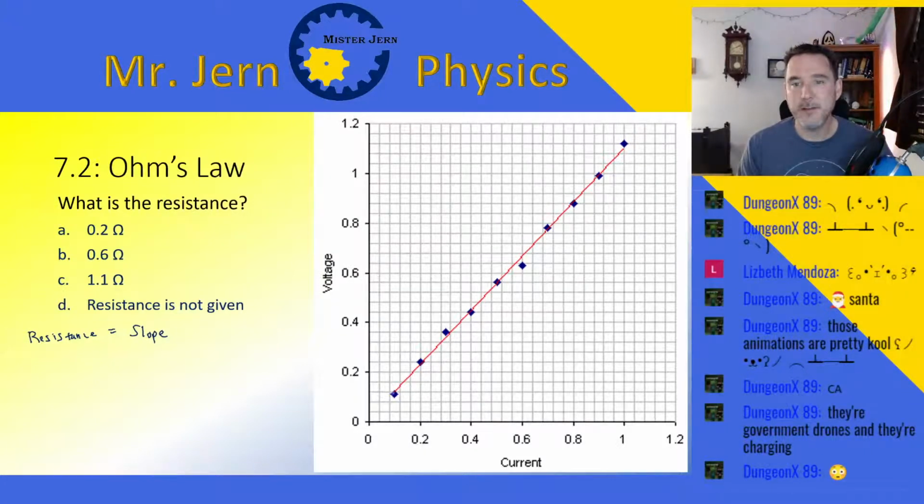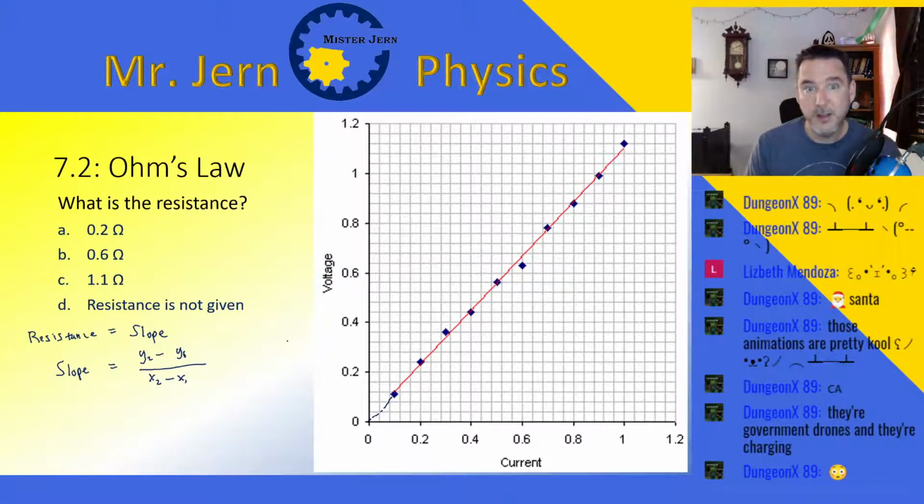And this line looks like it's going to go through 0, 0. So slope, and this is on the equation sheet if you forget it, slope is equal to y2 minus y1 divided by x2 minus x1. On the equation sheet, in case you forget it, your best bet is if it looks like it goes through 0, 0, use 0, 0. So that'll be 0, 0, and this will be your x1, y1. And then you don't want to pick a dot. You want to pick something on the line.